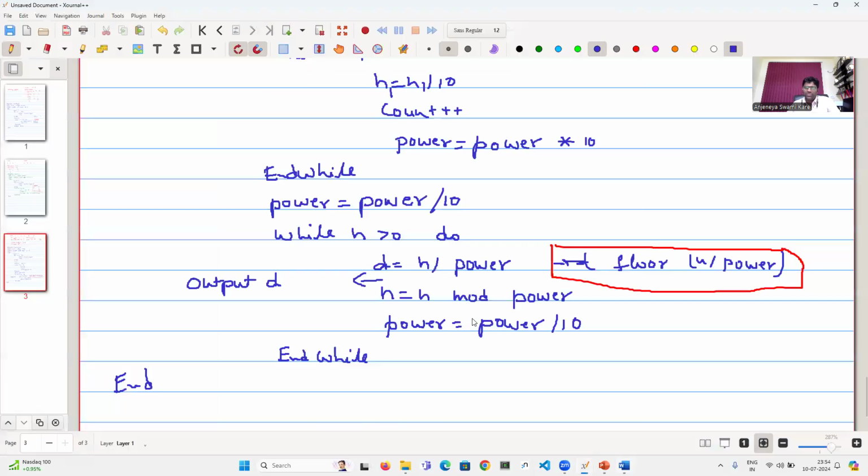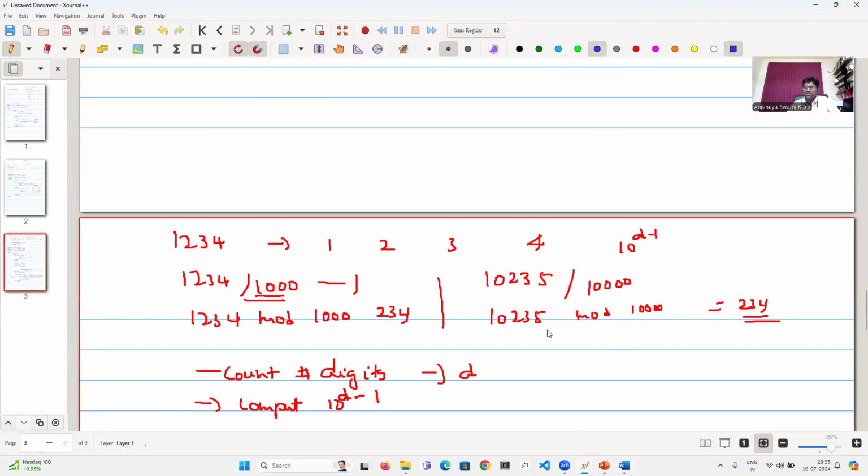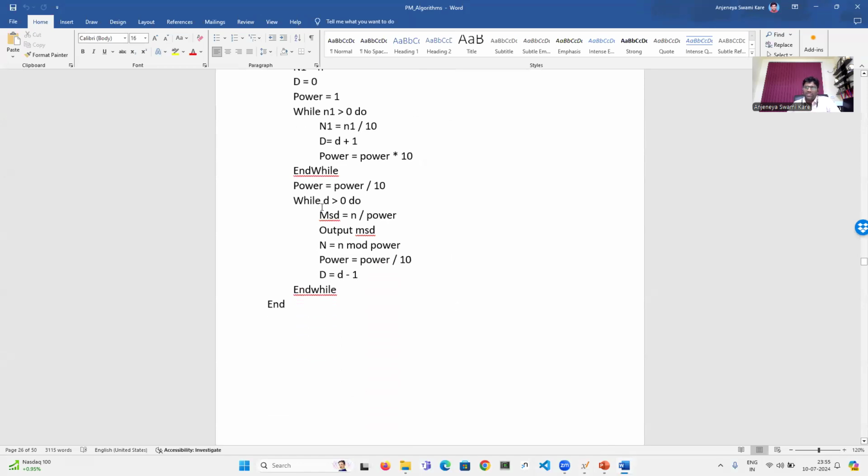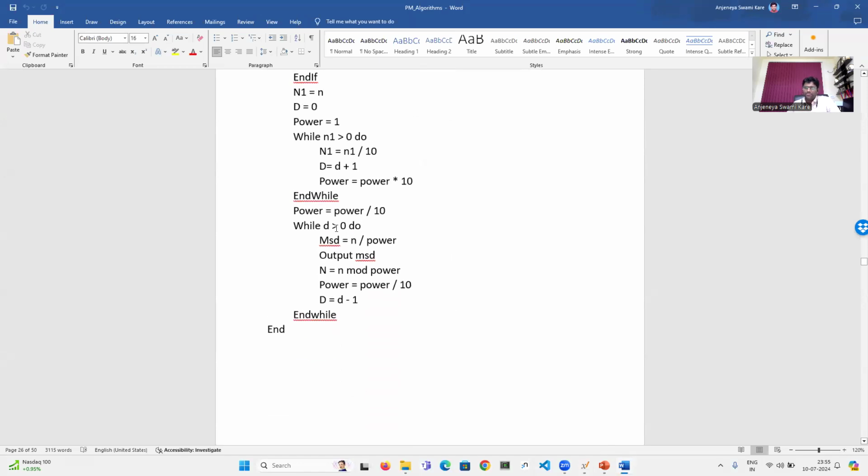One issue I need to tell you is that this algorithm has a slight issue. For this case it may not work, because it will not display the zero. So what we need to do is, instead of running the algorithm for while n greater than 0, we need to run the algorithm for d times, where d is the number of digits.